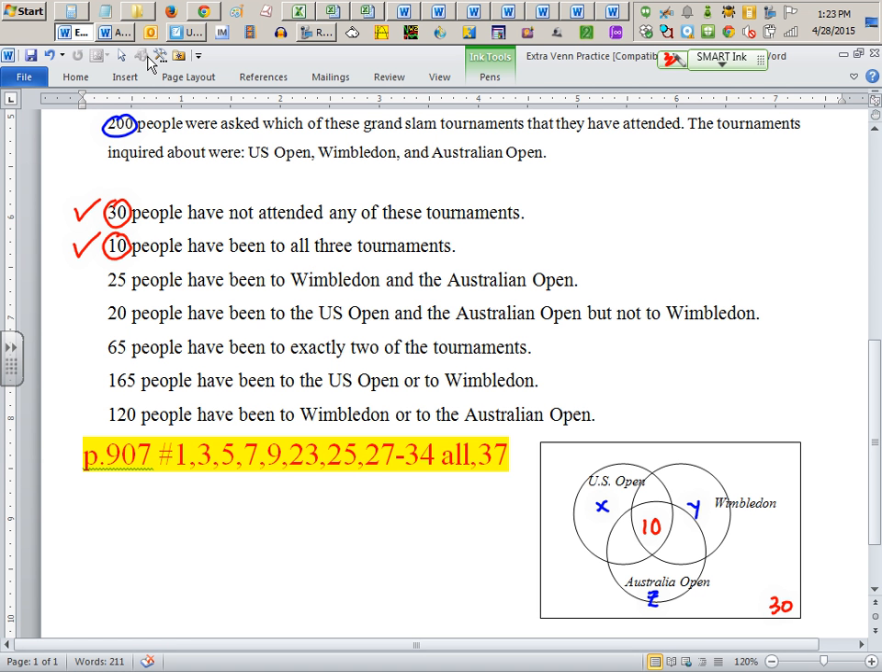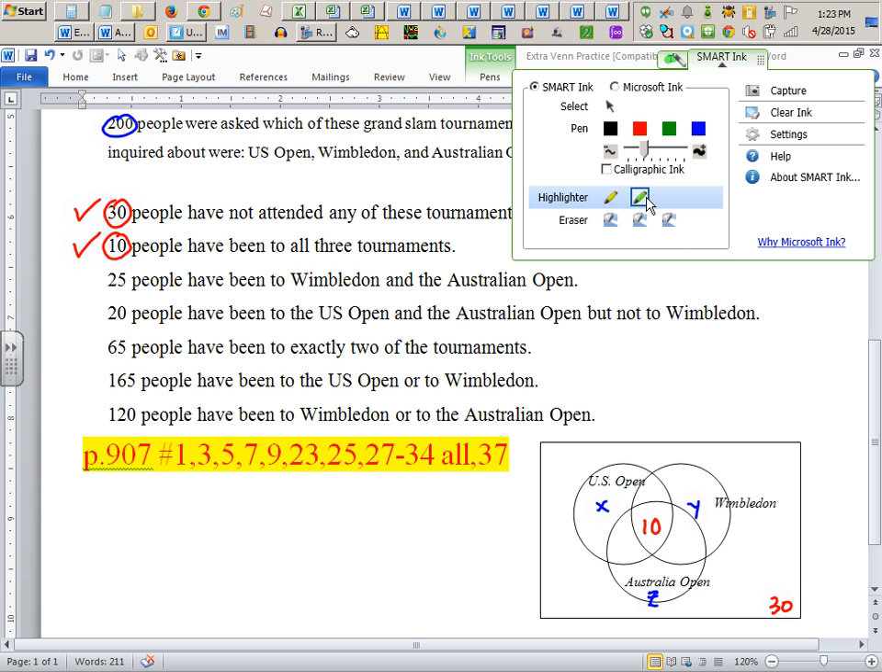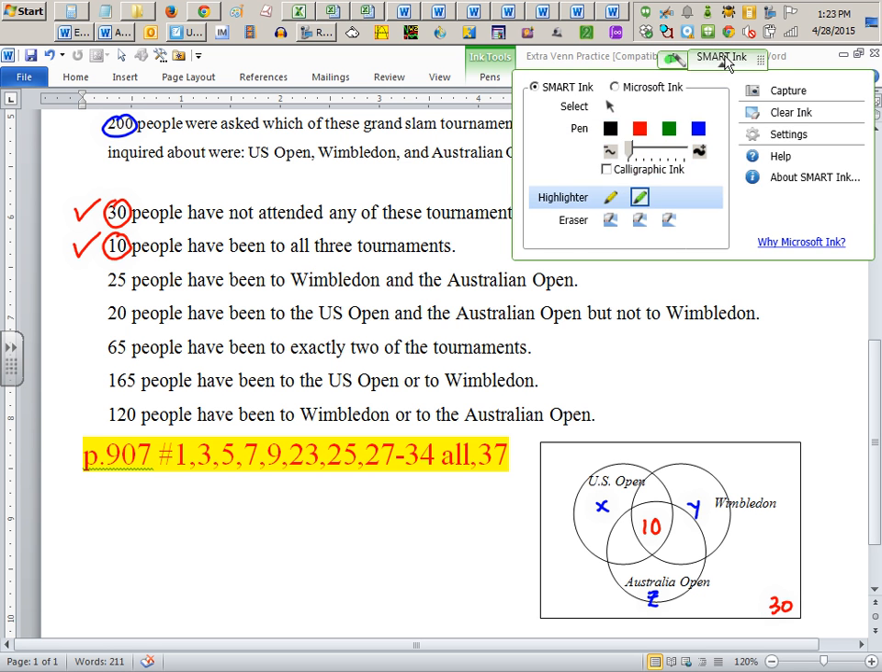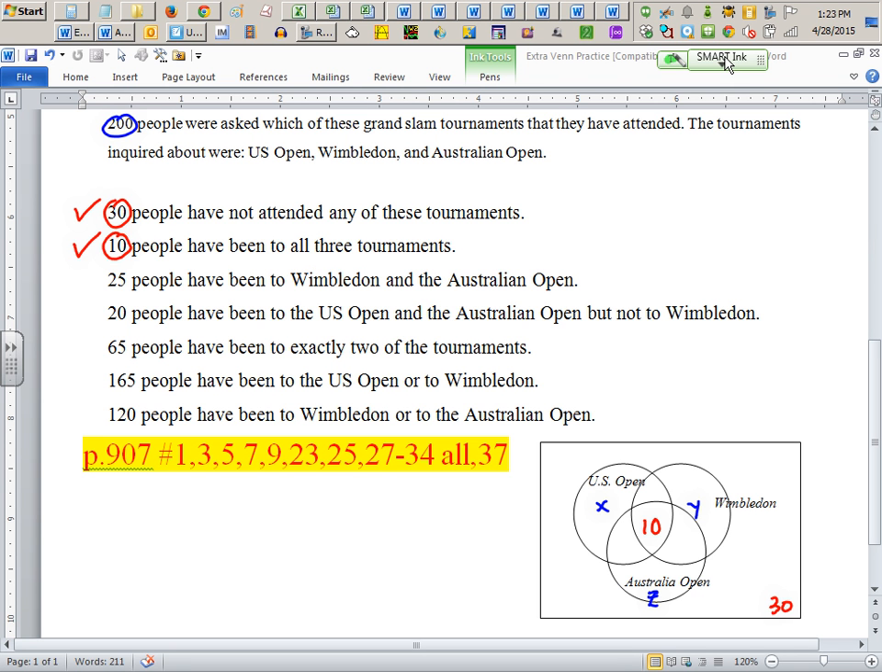It says 25 people have been to Wimbledon and Australian Open. So whenever you see an "and" like that, you can think that the shape is going to be like a football. So basically, I'll shade it for you. It's Wimbledon and Australian Open. So this area right here, shaped like a football, is supposed to add up to 25. So far you can see we only have 10, so this must be 15 to keep it balanced. Okay, so now that sentence is true.